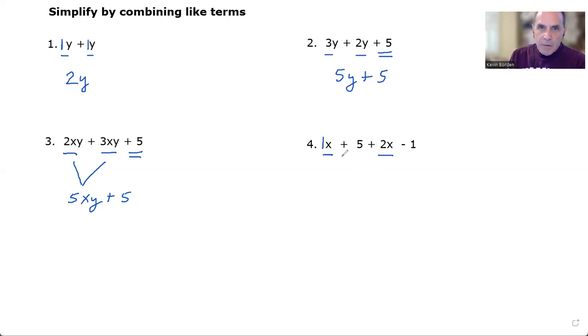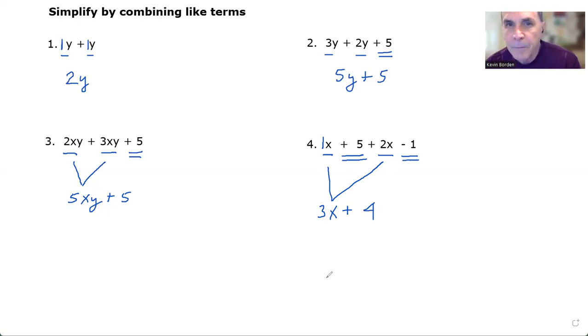And then we have plus 5. I like to include that sign, and minus 1. That helps us keep track when we combine them. Let's combine the x's. 1x and 2x give us a total of 3x's. Positive 5 and negative 1. That's going to be like 5 minus 1. We're going to end up with positive 4 when we combine those two. 3x plus 4.